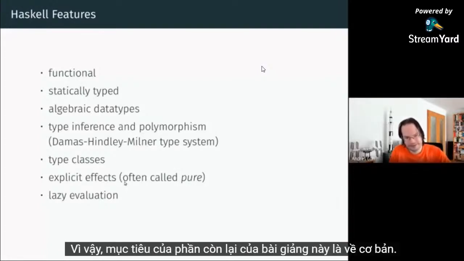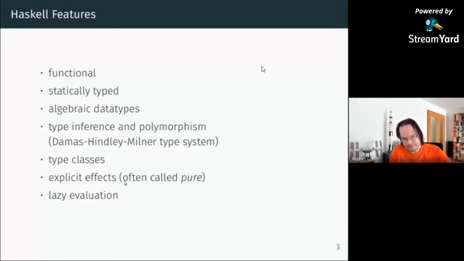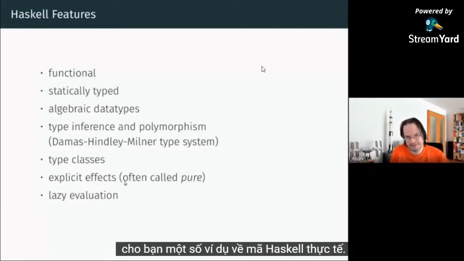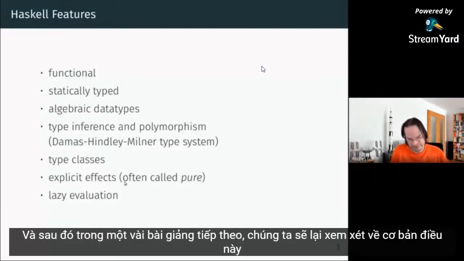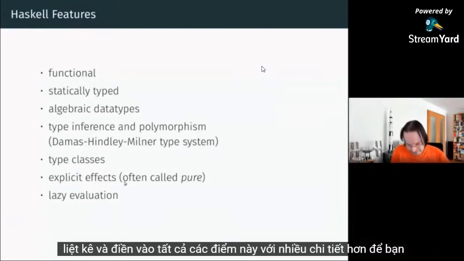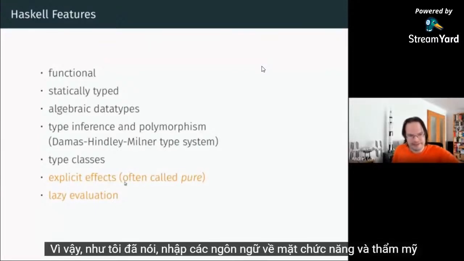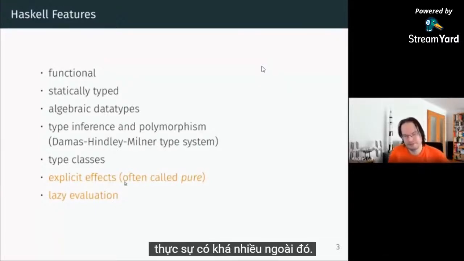So the goal of the rest of this lecture is to essentially fill all of these with a little bit more content than I've just given, and give you some examples of actual Haskell code. And then in the next few lectures, we're again going through essentially this list and filling all of these points with a lot more detail, so that you hopefully actually understand them fully once we cover them for the second time.